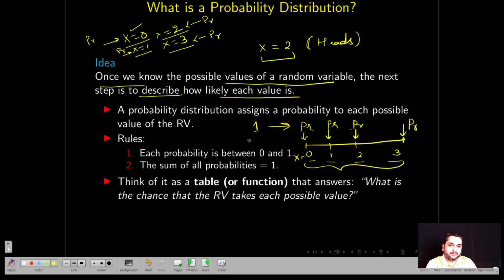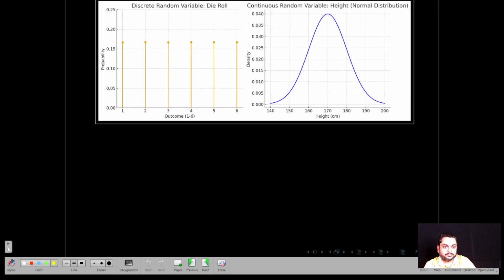So what is the probability of getting 2 heads? What is the probability of getting 3 heads? This is the entire outcome or sample space. We call it a probability distribution. Each probability is between 0 and 1, and the sum of all probabilities is 1. That is what I say. Okay, we'll see an example, you'll understand.